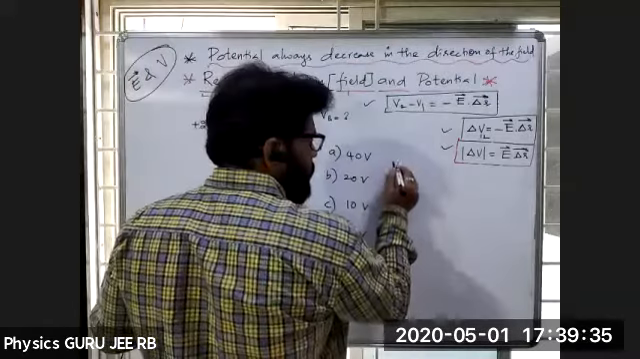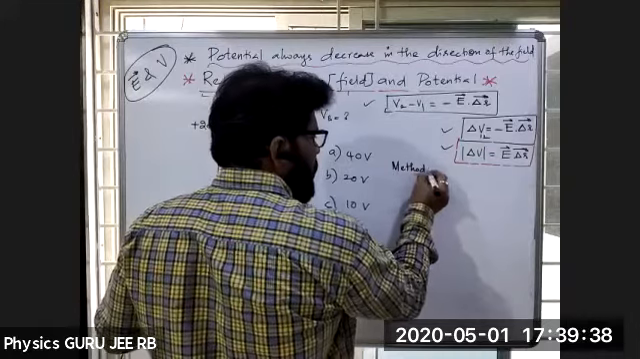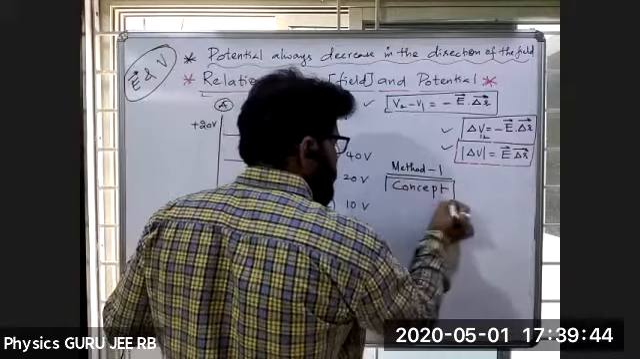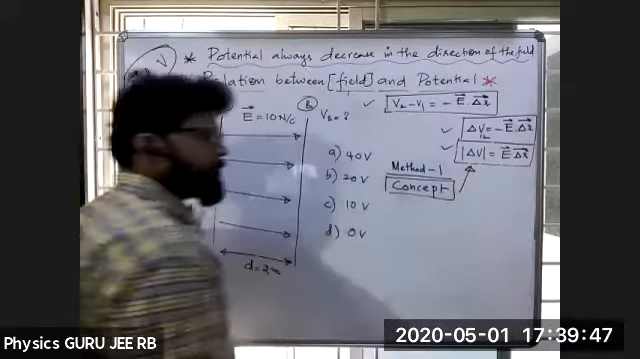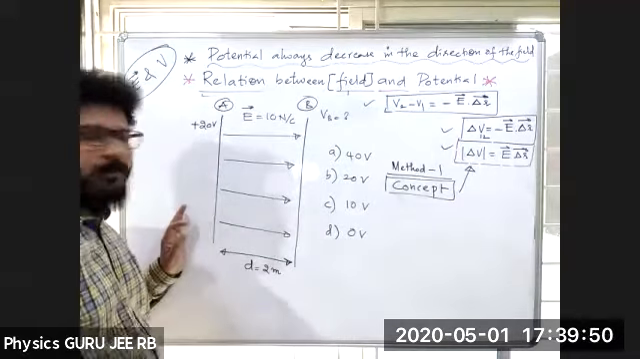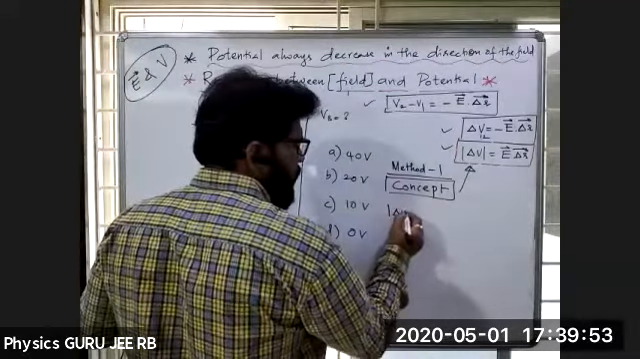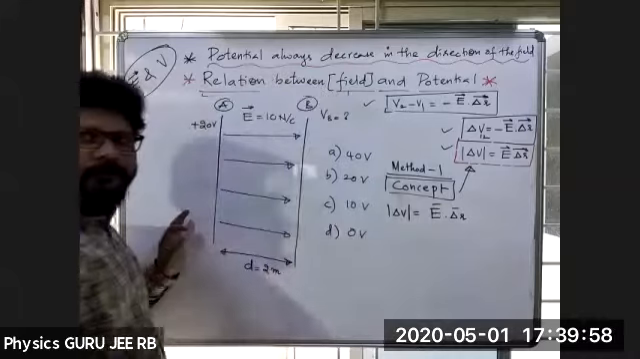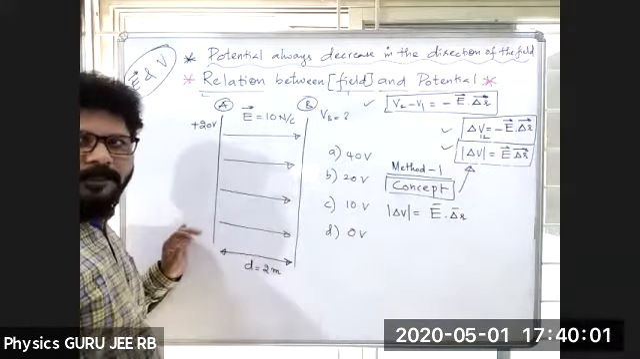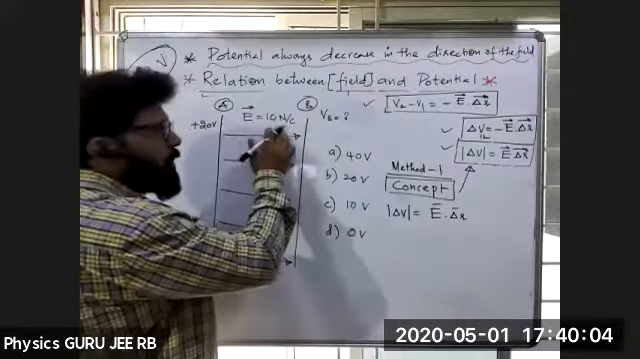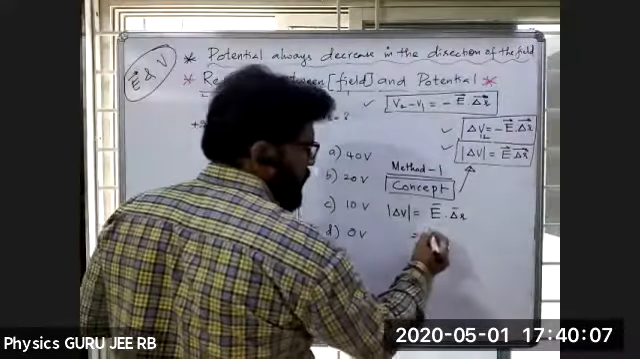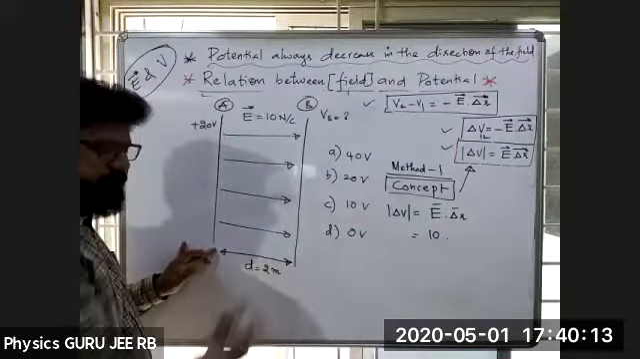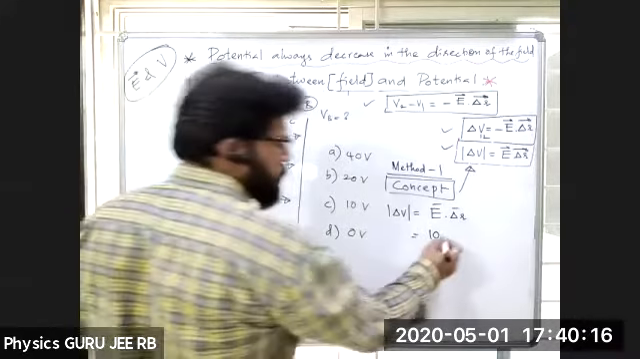Okay, method 1. Method 1 I am solving now. Method 1 is the concept method. If I want to use the concept method, simply use the magnitude formula. Only the magnitude formula. So delta V equals E into delta R, right? Delta V means the potential difference between these two. E is how much is given? 10 Newton per Coulomb. Simply substitute 10 Newton per Coulomb into delta R. Distance is given how much? 2 meters.